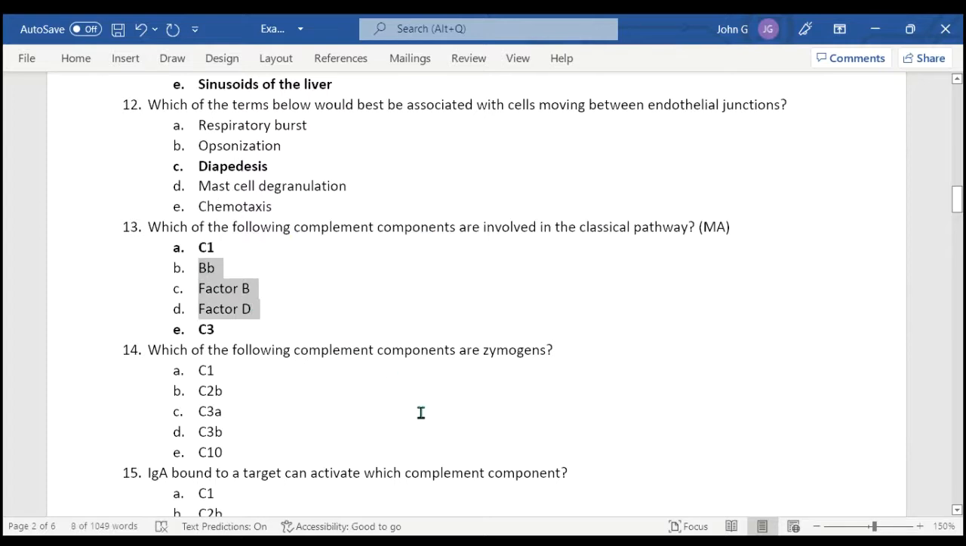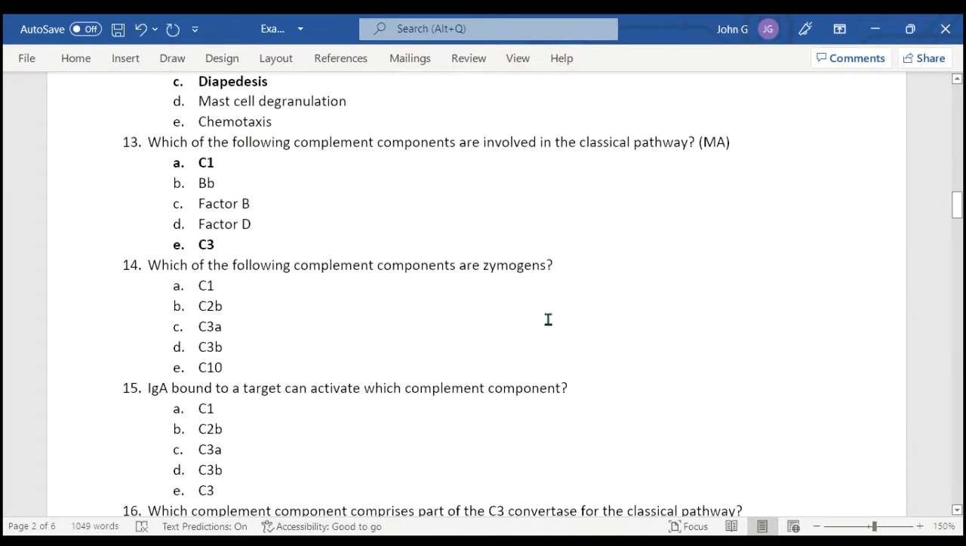None of these other ones are involved. These are all involved in the alternative pathway. Okay, which of the following complement components are zymogens? So a zymogen is an enzyme that needs to be cleaved in order to become active.